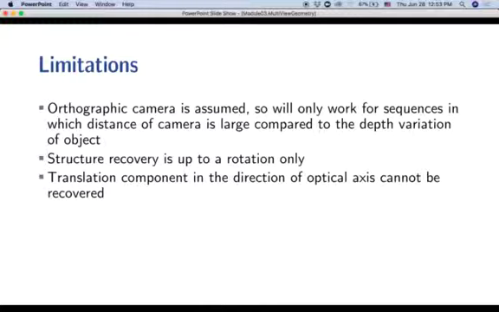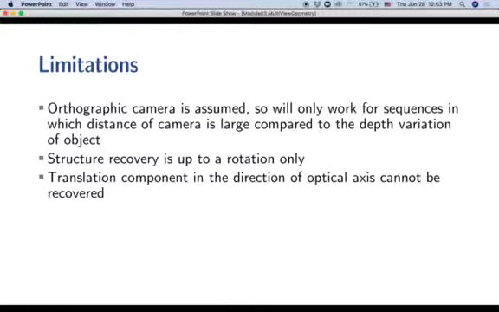Orthographic camera is assumed. Now, in reality, if your camera is not orthographic, well, we know an orthographic camera can approximate a perspective camera when you are far away, zoomed into the object. So this will only work well if the camera focal length or the distance of the camera is large compared to the depth variation of the object. If I'm really close to objects and I'm moving around them compared to their depth variation, then this method is going to not work very well. And then structure recovery is only up to a rotation.